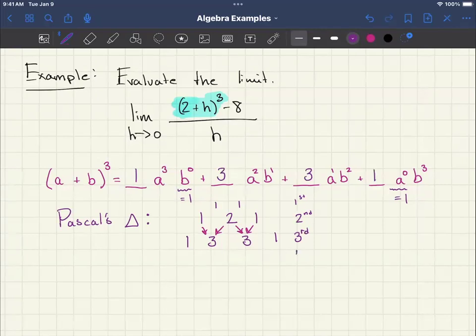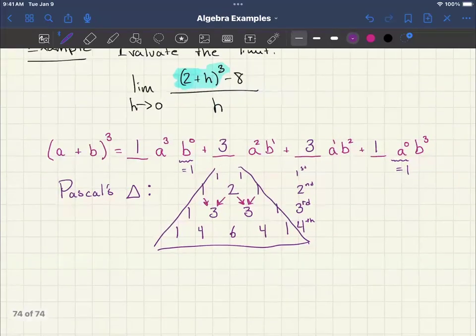If we had a plus b to the fourth, we would have 1, and then 1 plus 3 gives us 4. 3 plus 3 gives us 6. 1 plus 3 gives us 4. And then we have 1. And you can see this kind of builds to a nice triangle as we're working with it. That's why it's called Pascal's triangle. So those are the way that we make this much easier to work with.